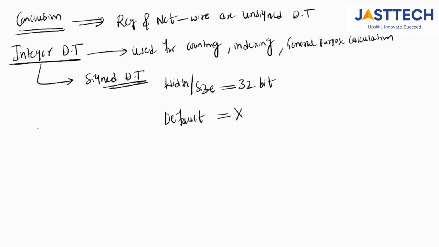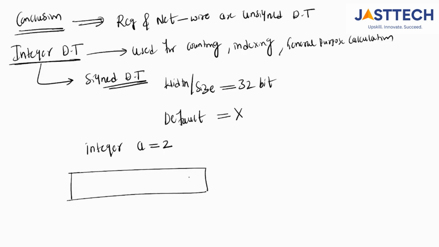Suppose I declare integer a equal to 2. Integer a equal to 2 means it will store in 32 bits. The binary representation for 2 is 1, 0, and the remaining bits are all zeros only. Like this it will store, from bit 31 down to 0.